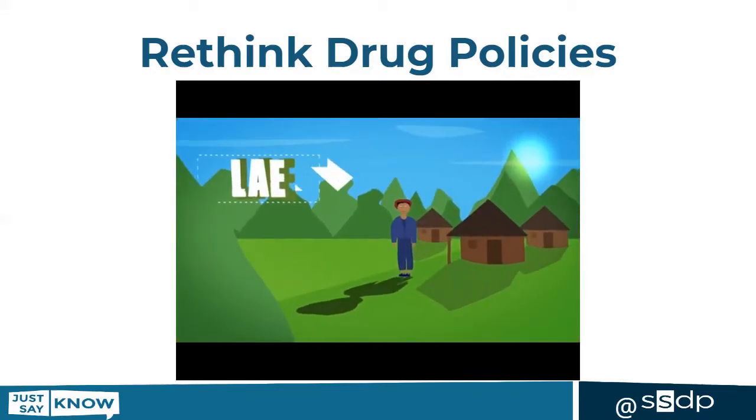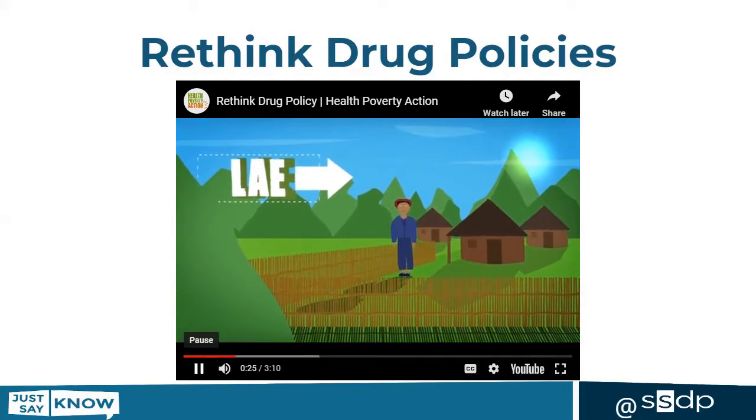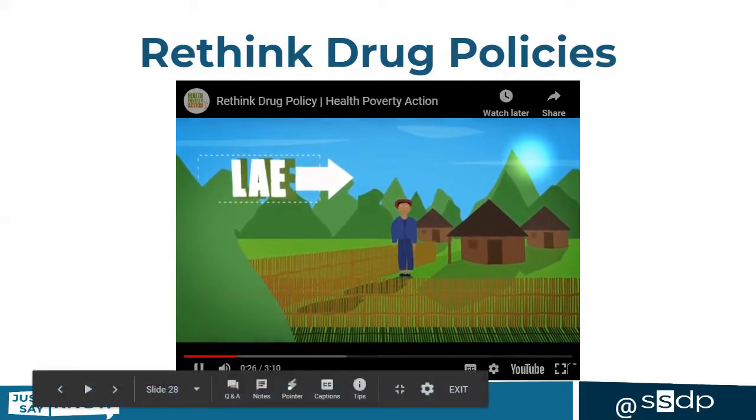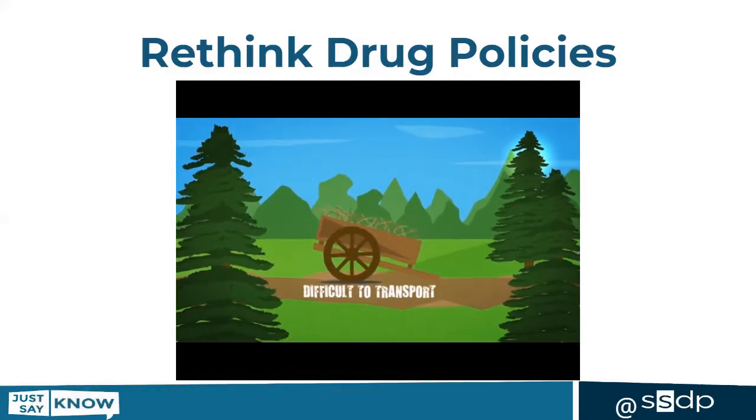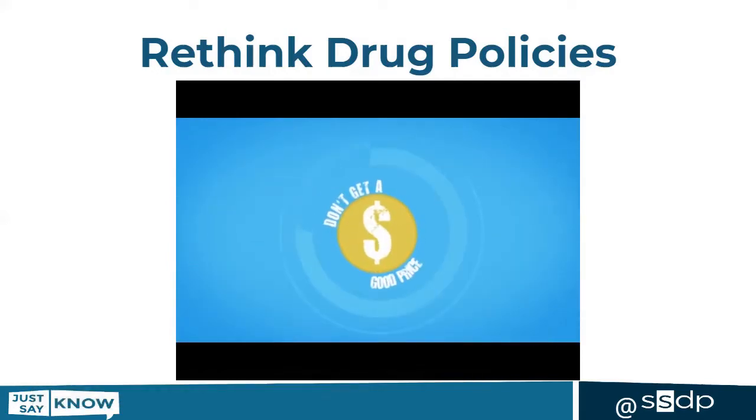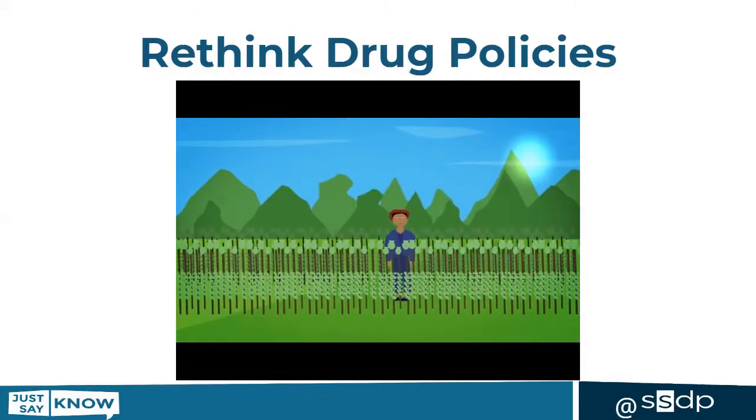This is Lei. She's a farmer without much land, and times are hard. Most crops she can grow are difficult to transport to market and don't fetch a good price. So she's using most of her land to grow drug crops, which she sells to traders who come directly to her.